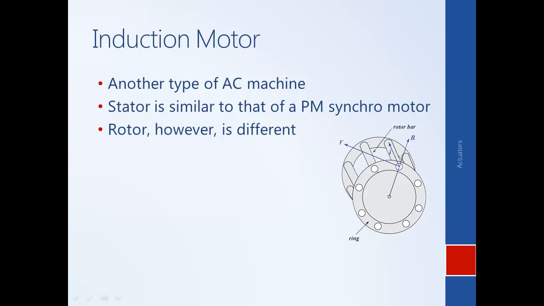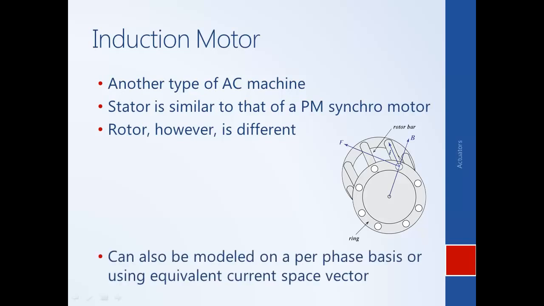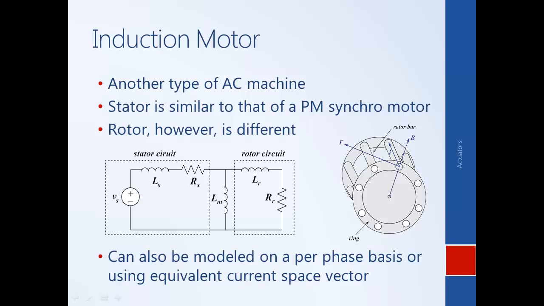And in the same way that we were able to analyze permanent magnet synchronous motors, we can model this on a per phase basis. This is a three-phase motor, so you could have a circuit for each phase with a stator part, and the induction of the current into the rotor. So this could be one phase in an induction machine. Or we can model it using the equivalent current space vector I sub s, where we sum the currents through each of the three phases, phase A, phase B, and phase C.